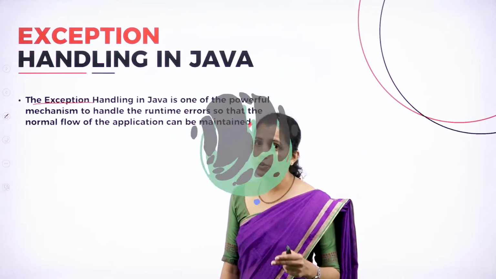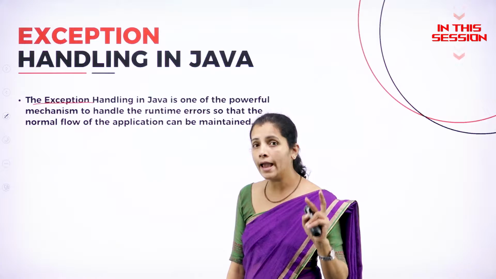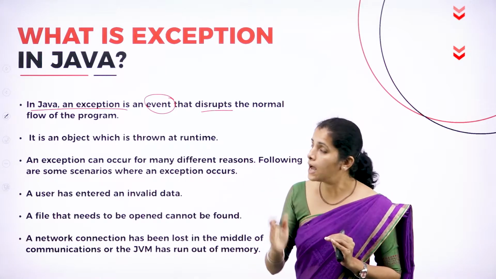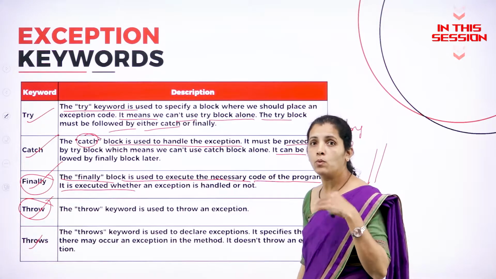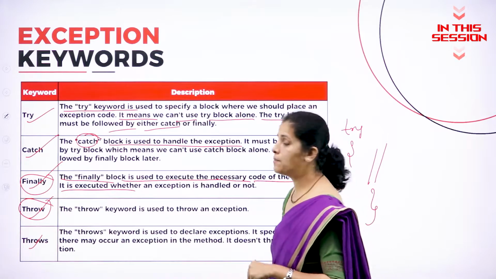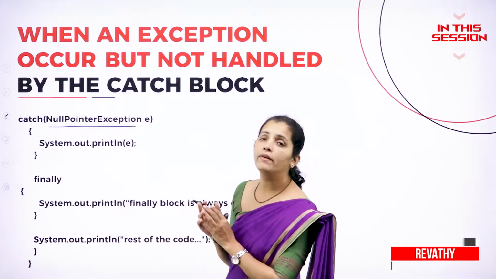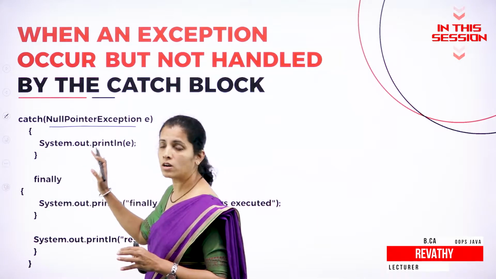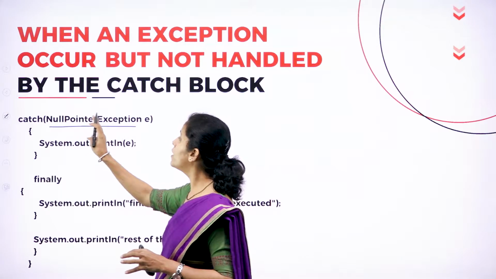During the execution of the program, it's very difficult to handle the errors. I want normal flow of execution. For that reason, I'm going to have exception handling in Java. Suppose if I want to throw my own exception, that time I'm going to use the throw keyword. These kinds of errors are not handled by the catch block, because here I have written only NullPointerException.